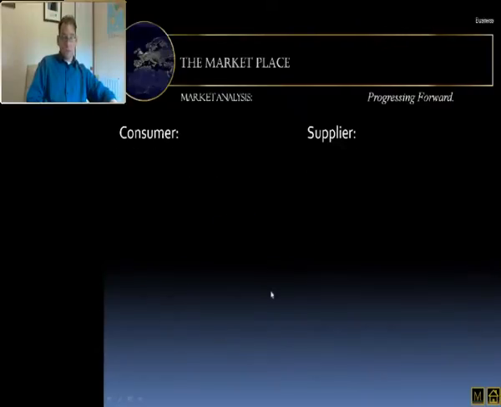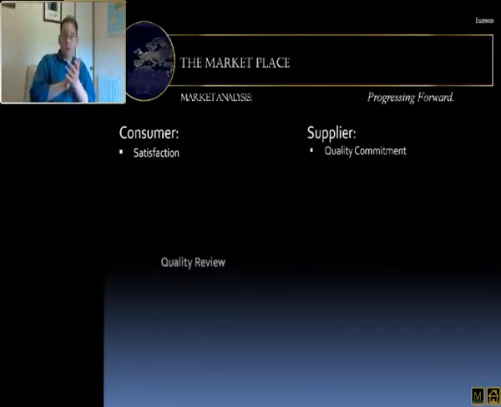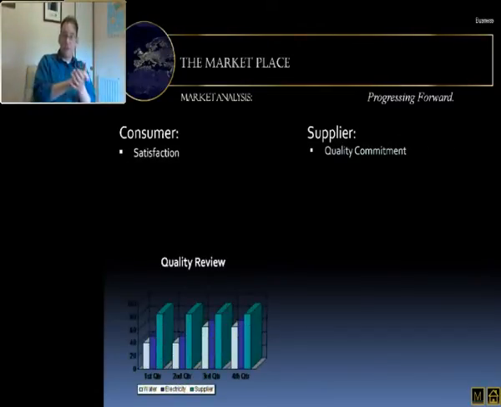So again, consumer supply. Let's push ourselves forward. Right, satisfaction and quality commitment. We can use the same thing again about a quality review, done through surveys, for instance. Supply and demand, customer satisfaction in this case is for water, electricity, and perhaps gas across the 4 annual quarters. This could be customer satisfaction.